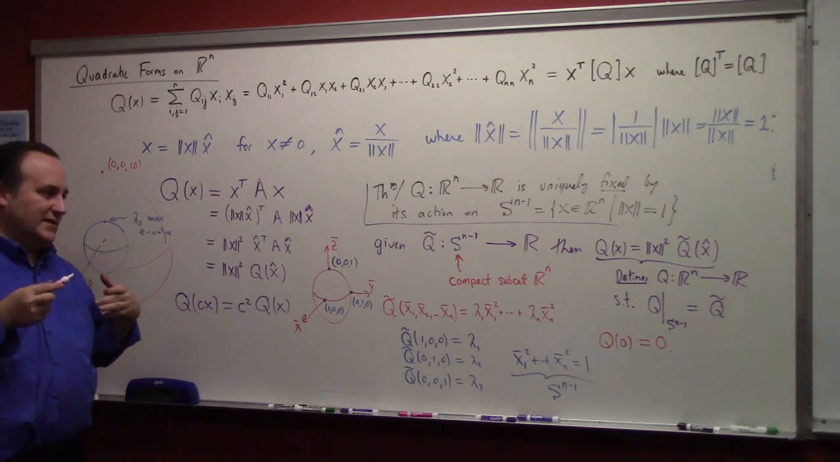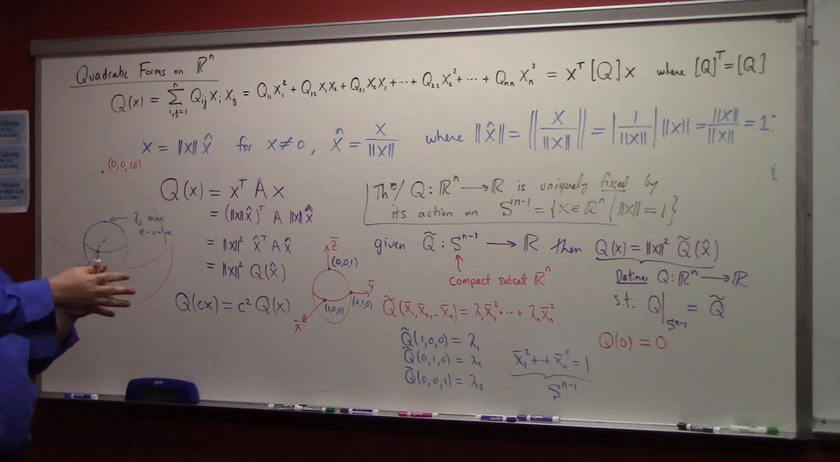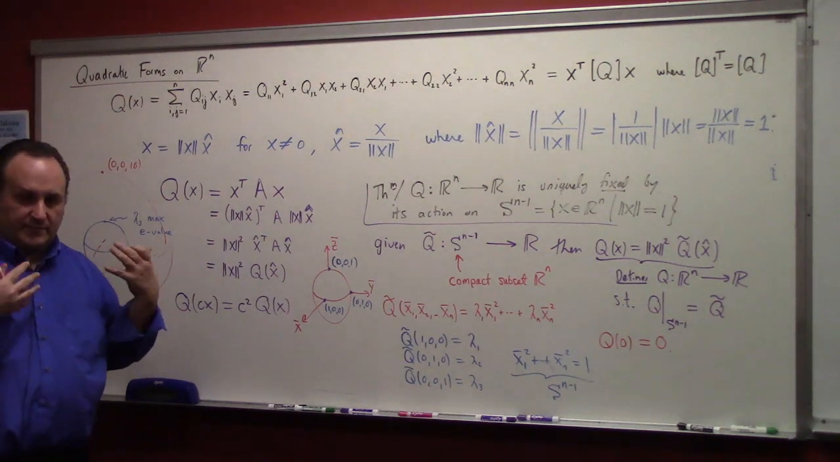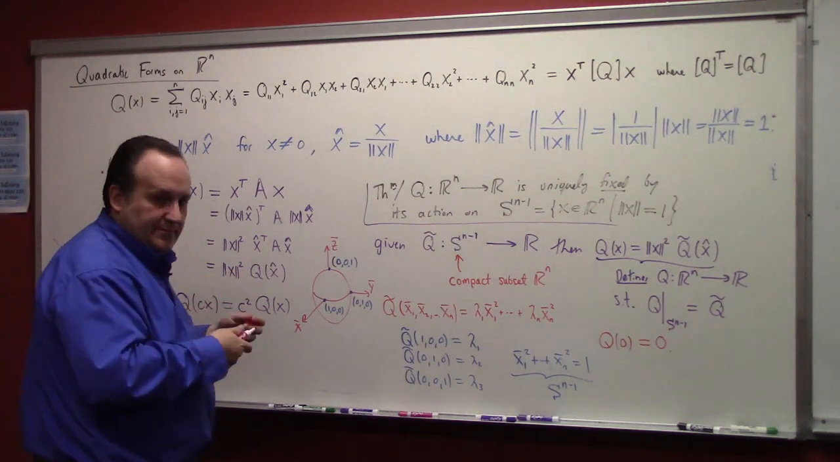So this is why a lot of times we put the eigenvalues in order from smallest to largest, and we call it the spectrum. The spectrum is the set of eigenvalues put in order, all right?